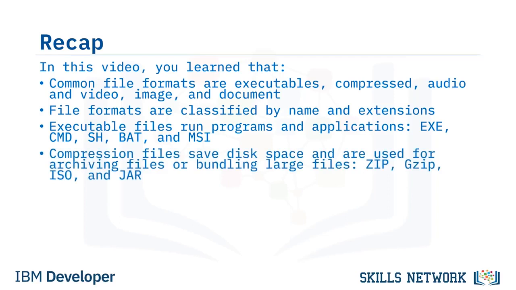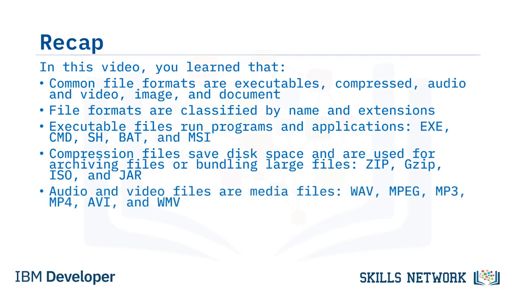Compression files save disk space and are commonly used for archiving files or bundling large files. Common compression file types are zip, gzip, ISO, and jar. Audio and video files are media files. Some examples of audio and media files are WAV, MPEG, MP3, MP4, AVI, and WMV.